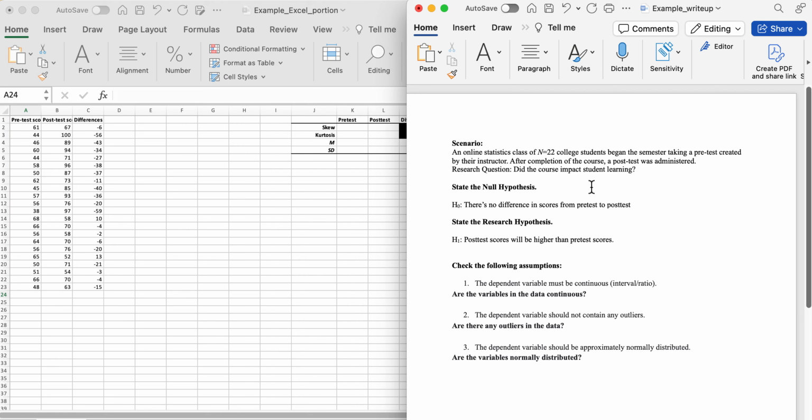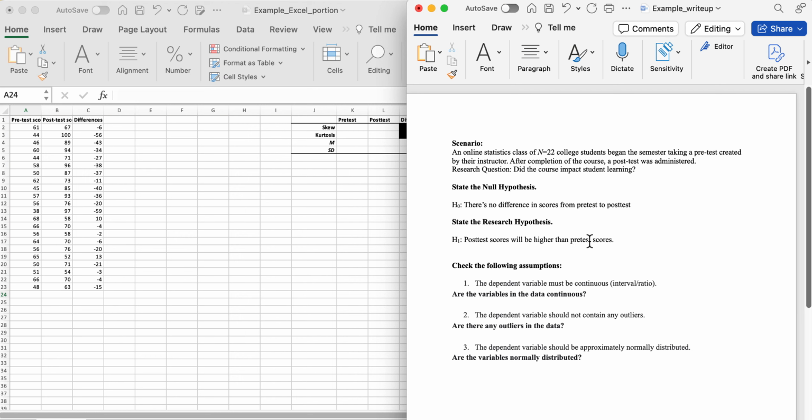So we have an online class of 22 college students who began the semester taking a pretest that was created by their instructor. Now, after completion of this course, a post-test was administered. So our question is, did the course impact student learning? Now, our null hypothesis would say there's no difference between pretest and post-test scores. But if the students learn something, then their post-test scores should be higher than their pretest scores. That is our research hypothesis.